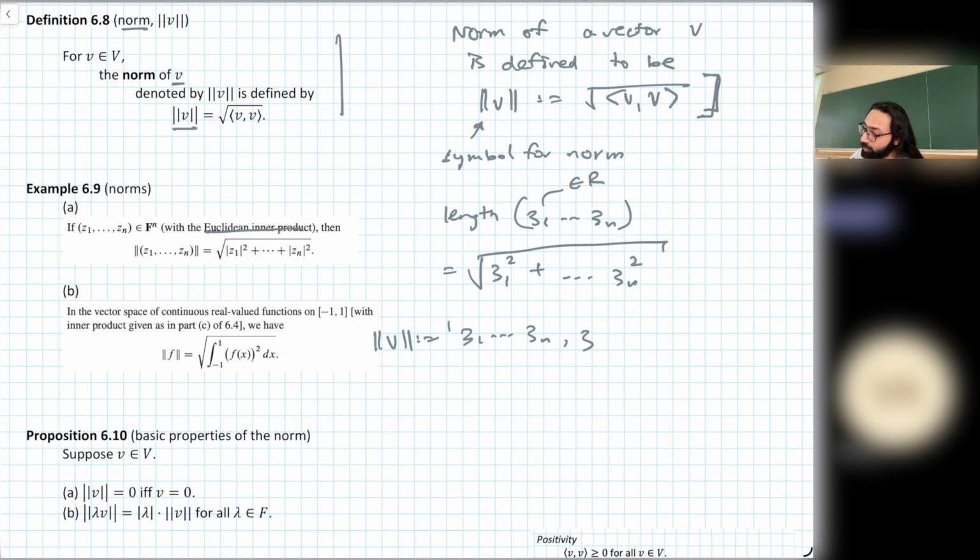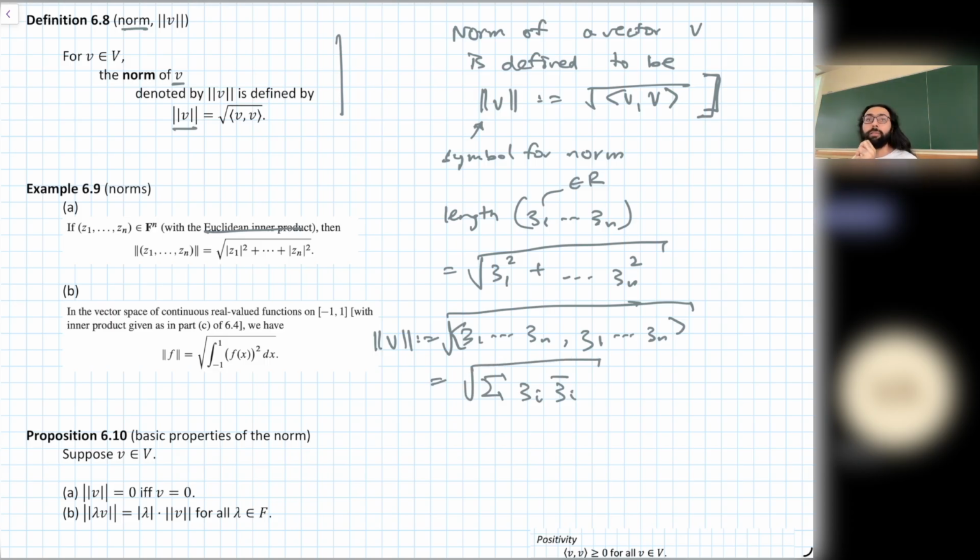Now here, when you have Z1 to Zn arbitrary, if you use the definition for lengths from this definition of a norm, it would be the square root of the inner product of Z1 to Zn within Z. And what was the inner product we said we would use? The inner product we said we would use is Zi bar, and then the square. Correct?